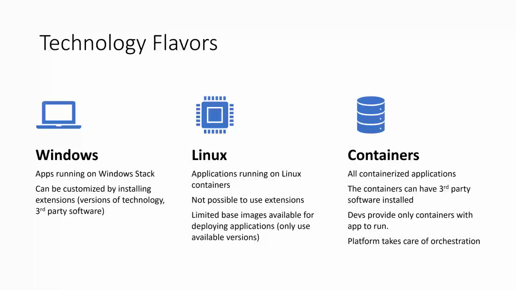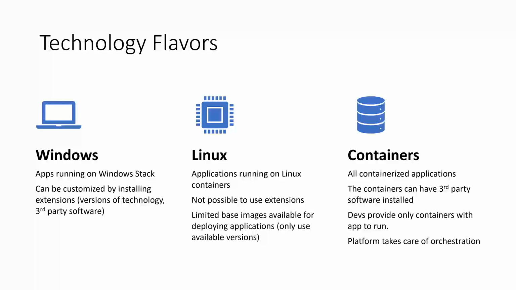There are three main technology flavors in which you can host your Azure Web Apps. The first one is Windows. So any of your applications that require a classic Windows operating system are deployed in Windows Web Apps. And every time you deploy an application in Windows, Azure actually provisions either a VM, which is dedicated to host your application, or a shared VM to host.